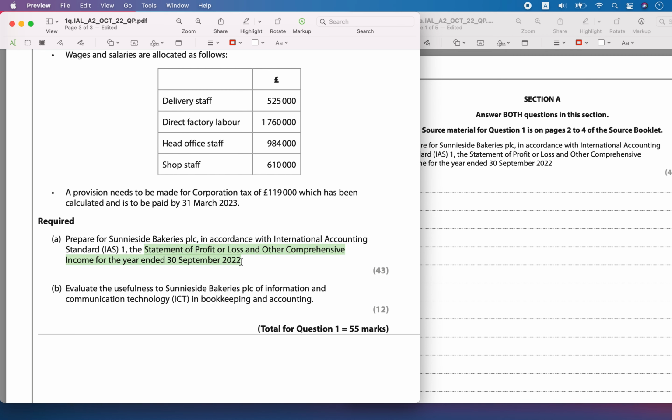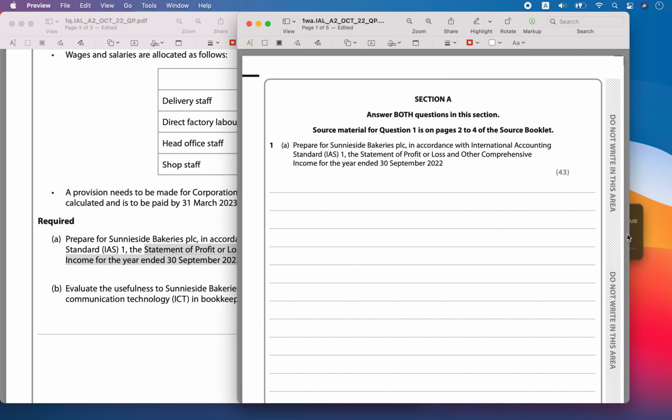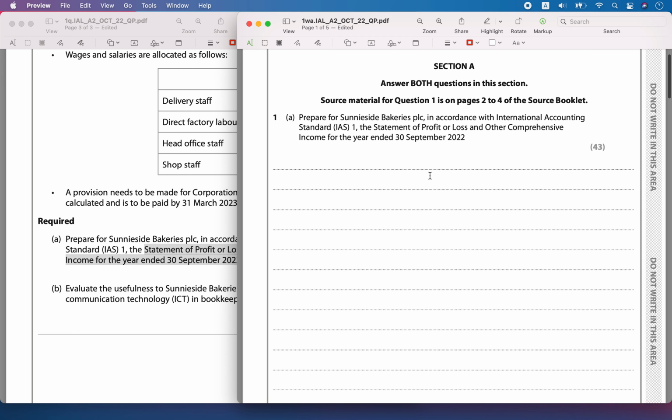So let's prepare the statement of profit and loss and other comprehensive income for the year ended 30th September 2022 for the Sunnyside Bakery PLC. Now let's write the general format. The general format for any statement of profit and loss and other comprehensive income. The first one is going to be revenue. Then you will have to calculate the cost of sales. Revenue minus the cost of sales is going to give you gross profit.